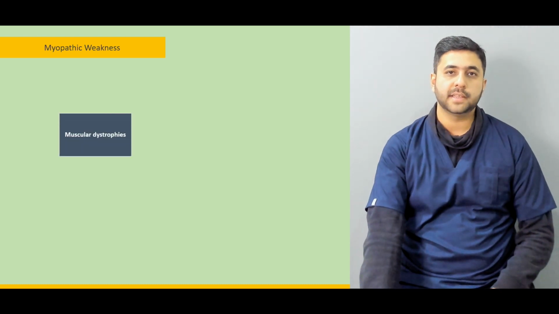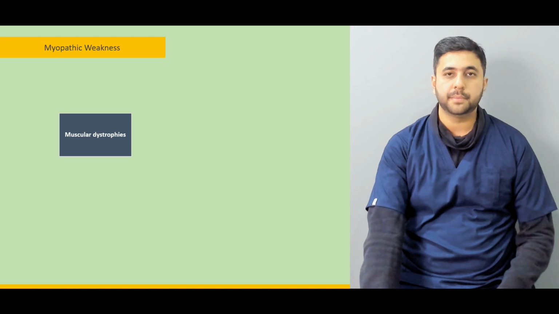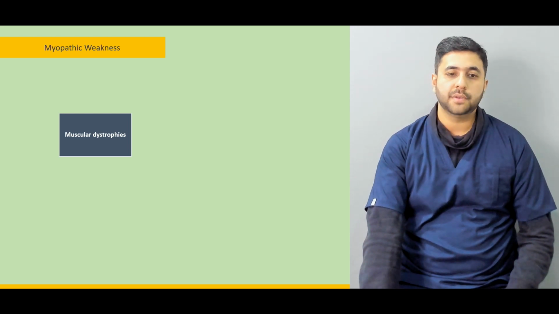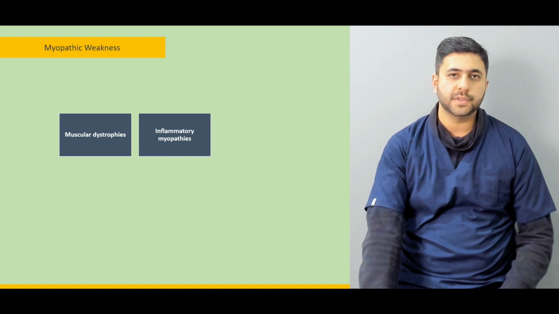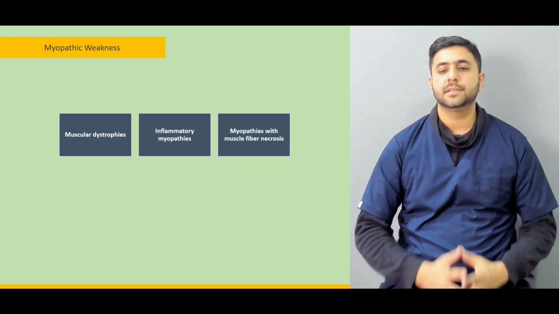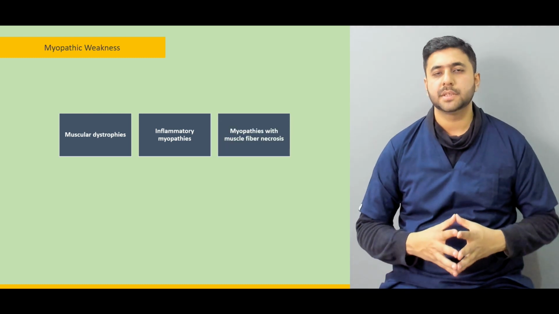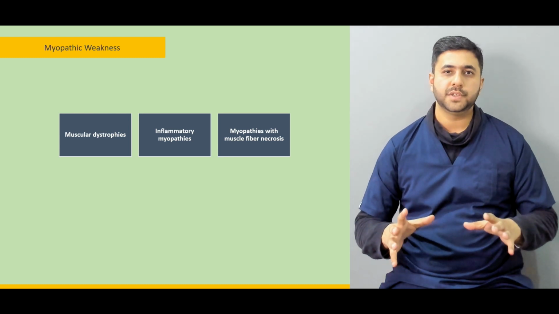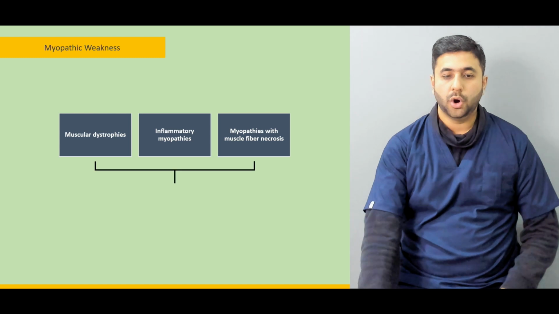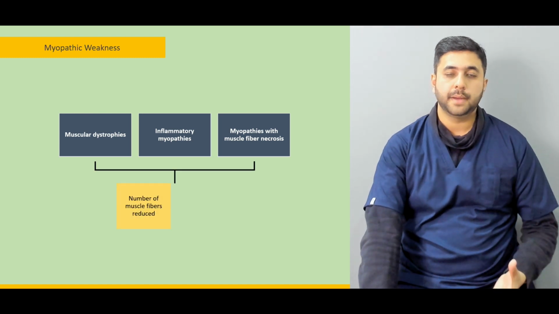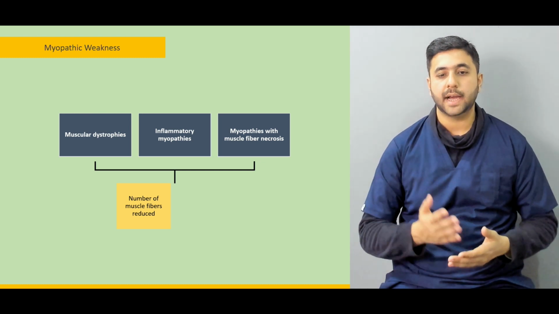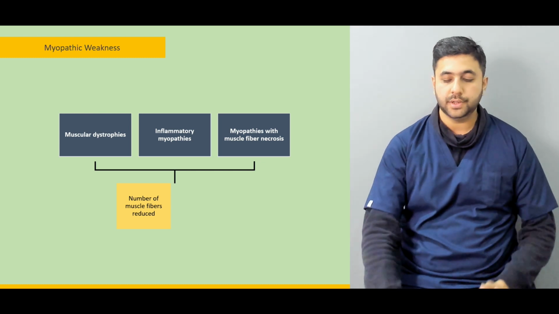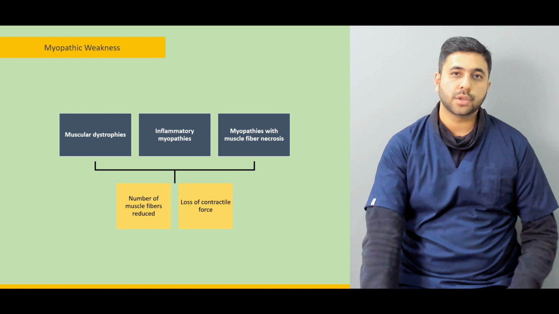There are various types of myopathic weakness, like muscular dystrophies. For example, Duchenne muscular dystrophy is one type of muscular dystrophy in which there is abnormal musculature, or inflammatory issues, which are termed inflammatory myopathies, or there are certain myopathies in which we have muscle fiber necrosis. These are the major terms which fall under the umbrella of myopathic weaknesses. All of these lead to a reduction in the number of muscle fibers. The number of muscle fibers available for contraction, or the power, gets reduced either through inflammation, necrosis, or dystrophies, and eventually it leads to a loss of contractile force.